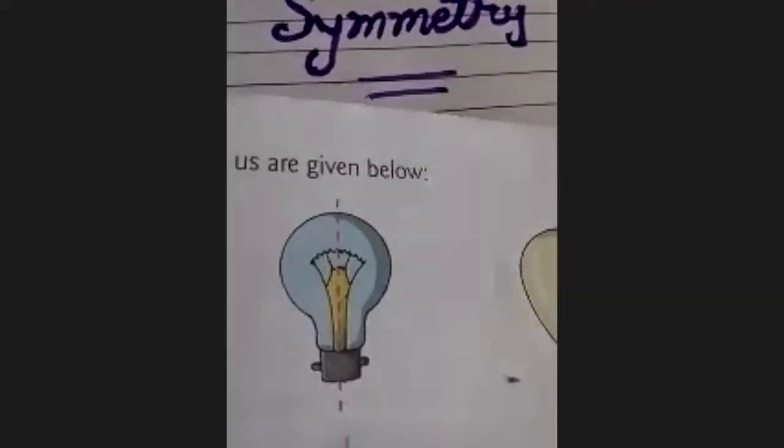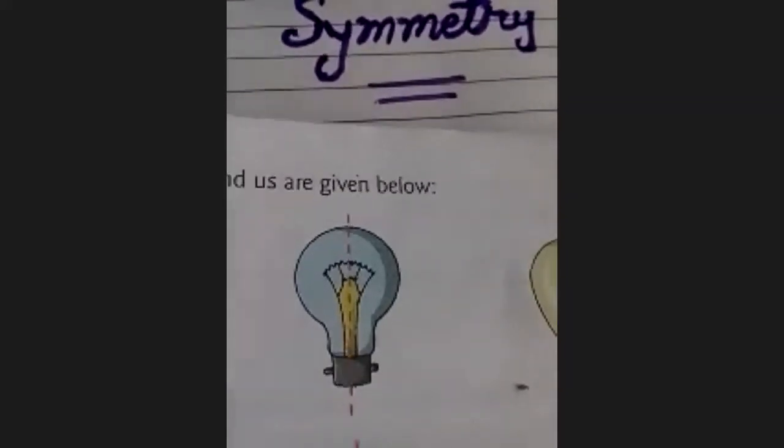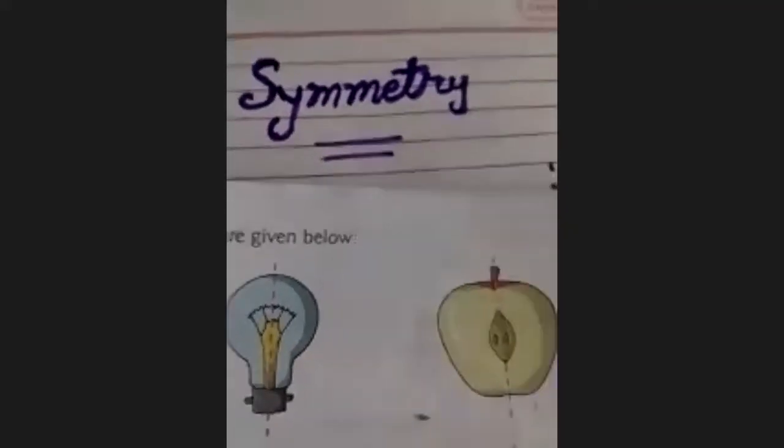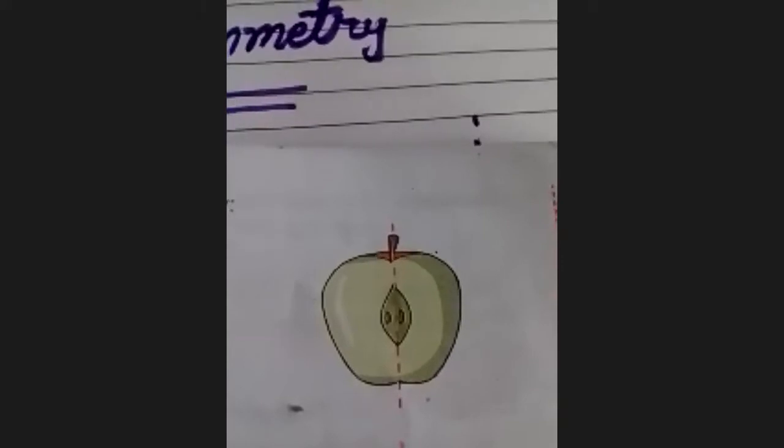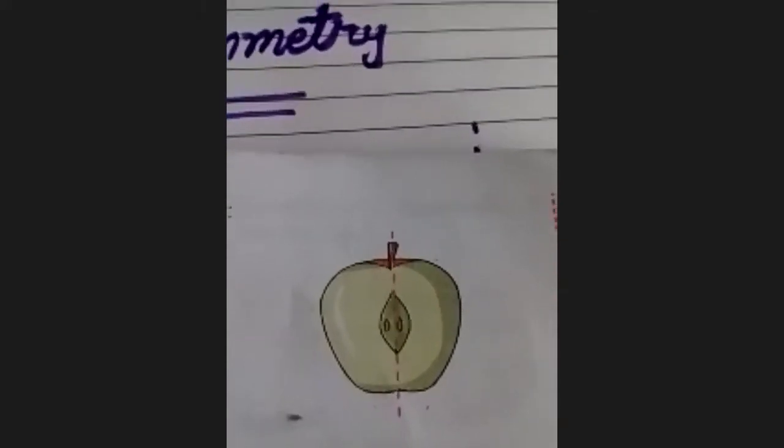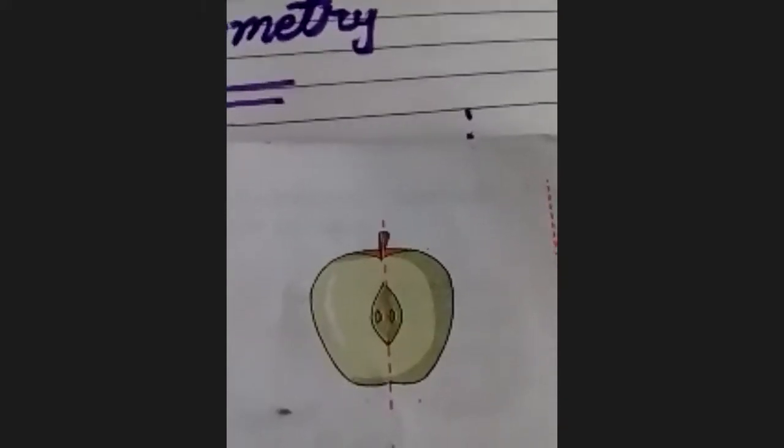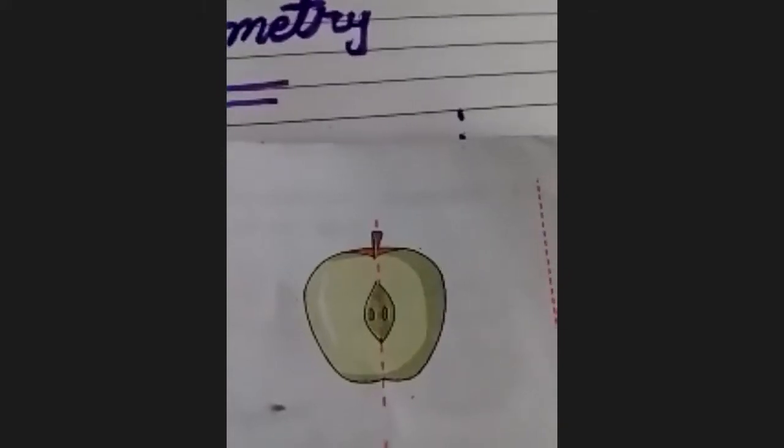Next is, you can see a dotted line at center. This is a line of symmetry. These all objects are symmetrical because we can divide these objects into two equal parts. And the pink dotted line shows the line of symmetry.